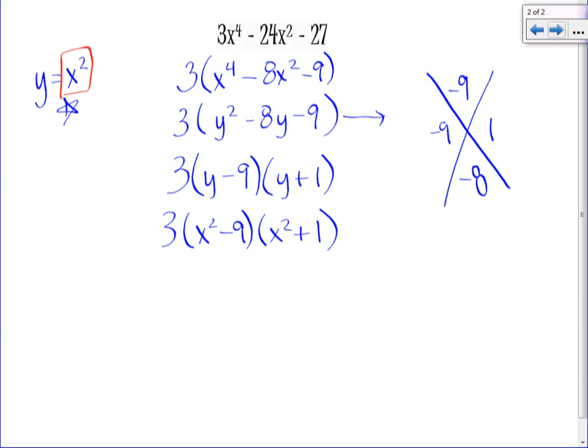One of these we can factor one more time. Why can't we factor this one? Because of the plus. Okay, so if we break this one down, what do we have for those two factors? 3, x plus 3, and x minus 3. Those are the square root ones.